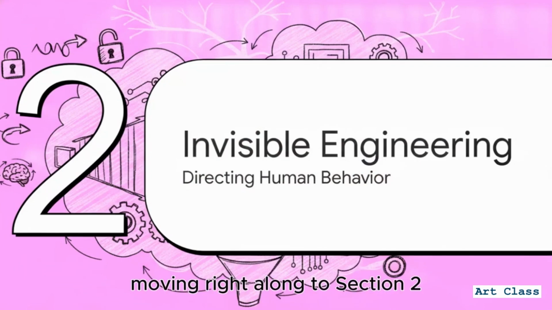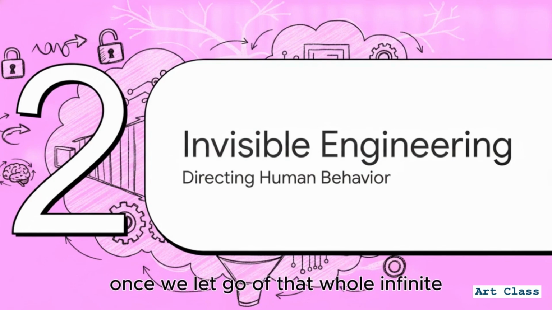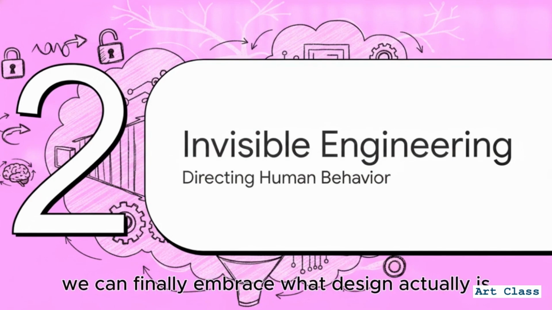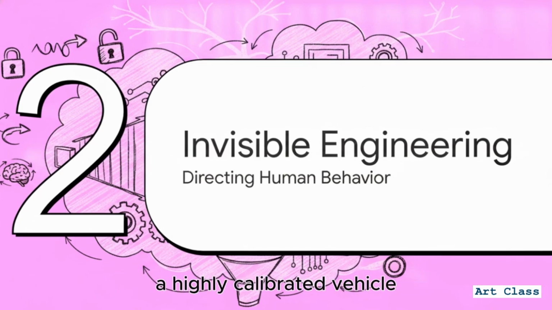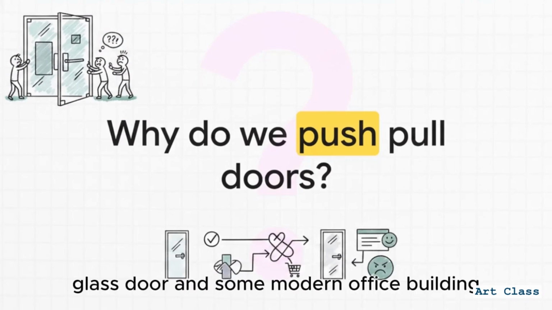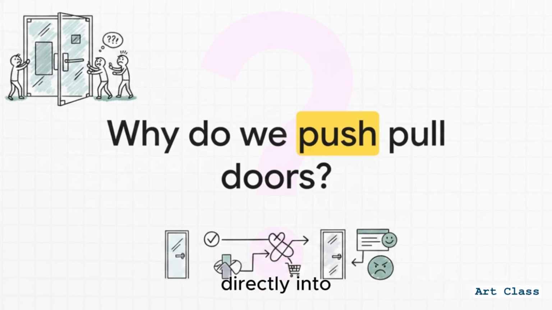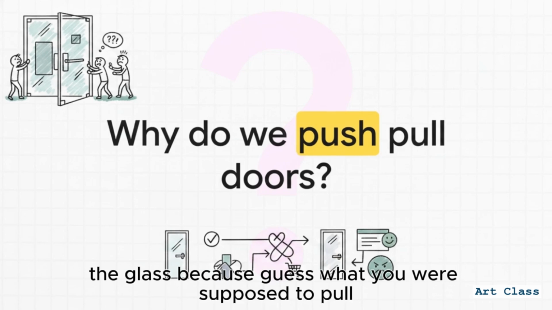Moving right along to Section 2. Design as invisible engineering. Because once we let go of that whole infinite artistic freedom idea, we can finally embrace what design actually is, a highly calibrated vehicle for directing human behavior. I mean, we've all been there, right? You walk up to a slick glass door in some modern office building, you reach out and you confidently push, only to smack directly into the glass because guess what? You were supposed to pull.